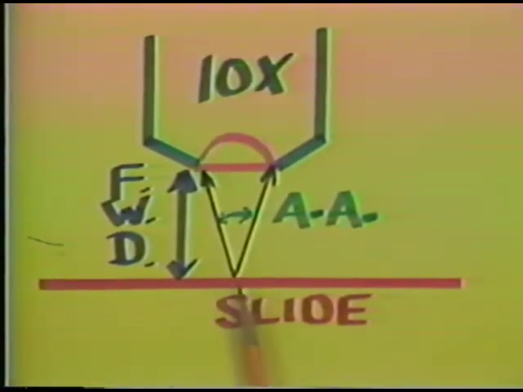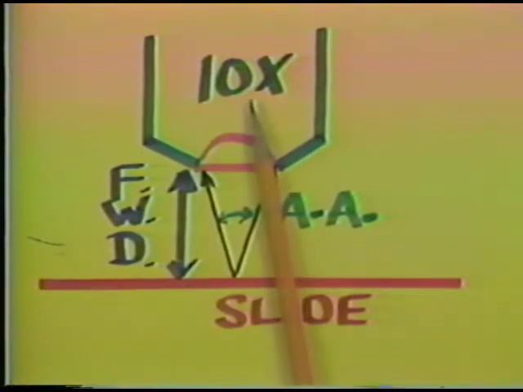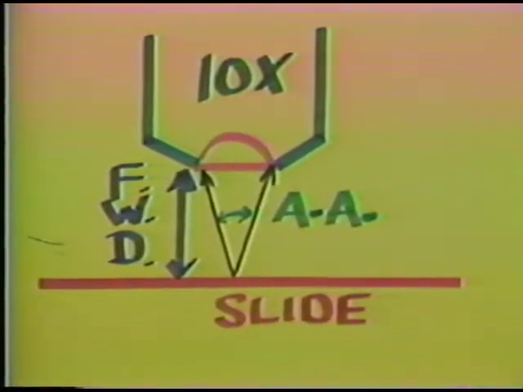This diagram is meant to show that there is an angular relationship that can be defined as to how divergent the light can be coming into this objective. And this angle, that is the angle between the divergence of light that's possible in the objective, is called the angular aperture. So each objective has an angular aperture as well as a magnification, which in this case is 10x.